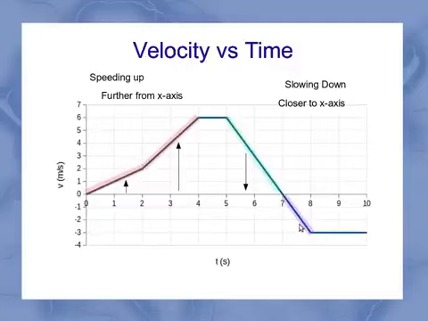So what about this chunk down here? Well, it's below the x-axis, but if you notice, I'm moving further and further away from the x-axis as I'm going. I'm moving backwards, but I'm also speeding up as I'm moving backwards because I'm further from the x-axis. So I started not moving, and then I started backing up faster and faster and faster as I go down.